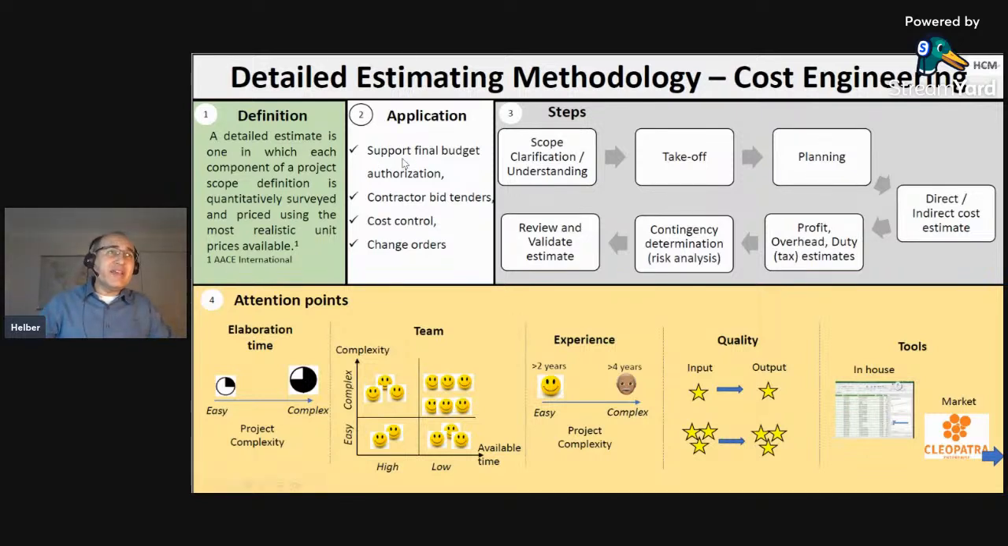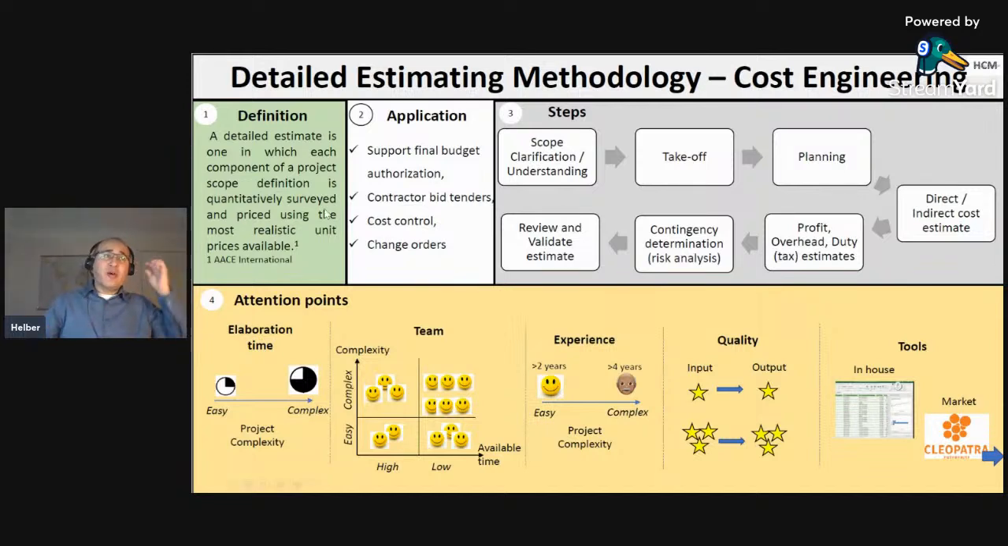So what are the applications for this technique? One, of course, is to define whether we will go to the next phase if you're using the FEL methodology, where you have different gates to analyze the maturity of your project. It could be very helpful to define whether we will go to the tender phase or not. So it could be one of the applications for this technique.